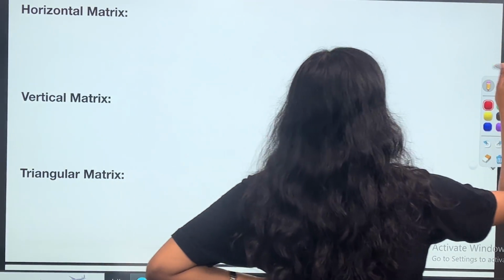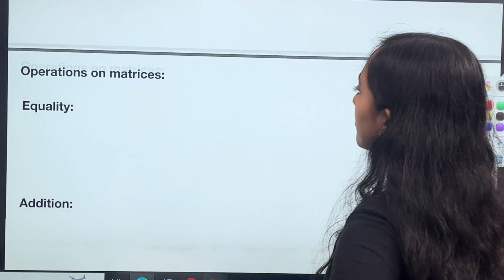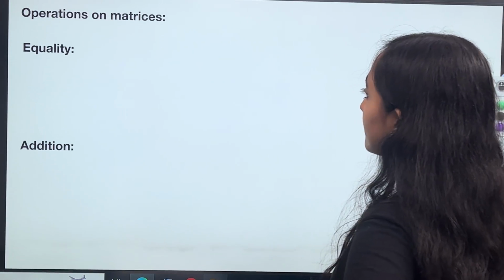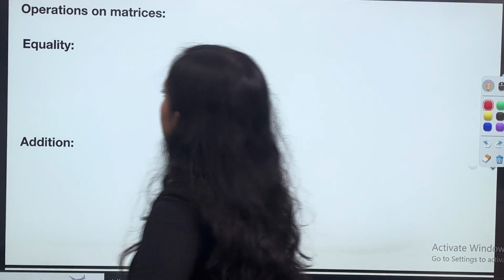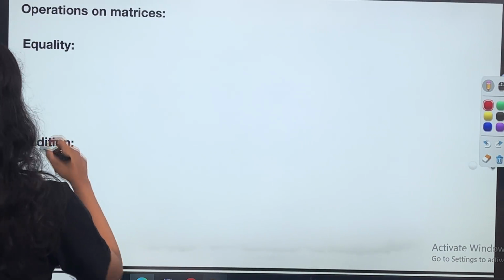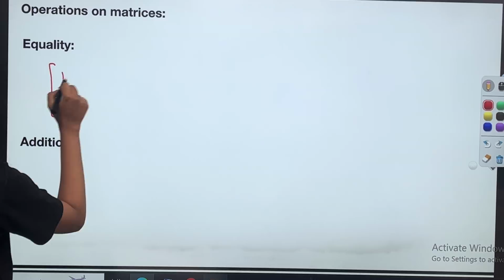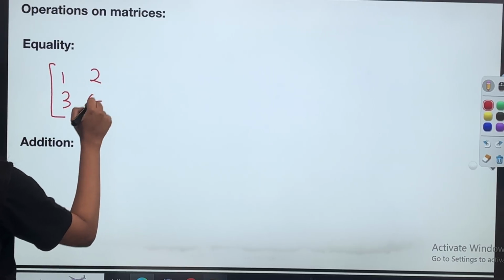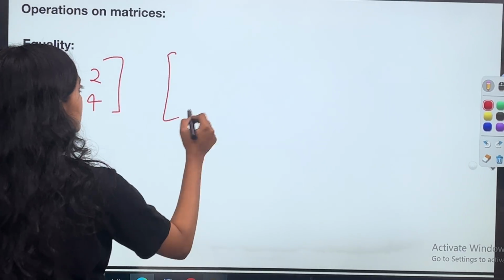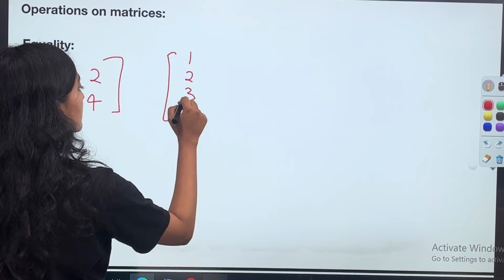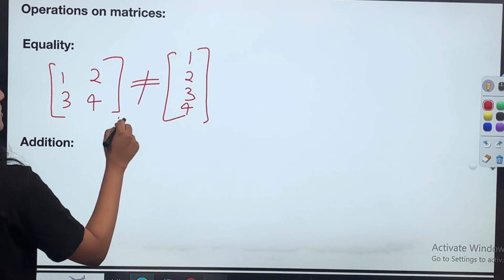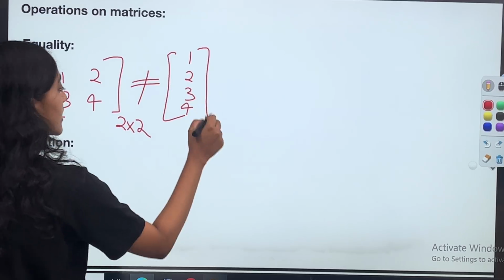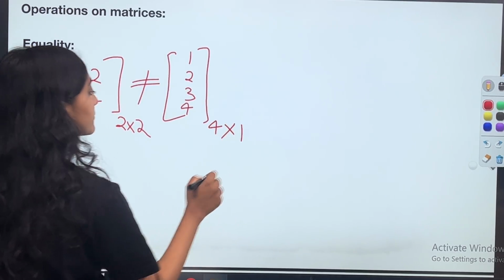Next, what are the different operations that you can perform on matrices? One you have equality, another one you have addition. As far as equality is concerned, for example, if I have a matrix 1, 2, 3, 4 and I have another matrix 1, 2, 3, 4, these are not equal to each other because this has an order of 2 into 2 and this has an order of 4 into 1.